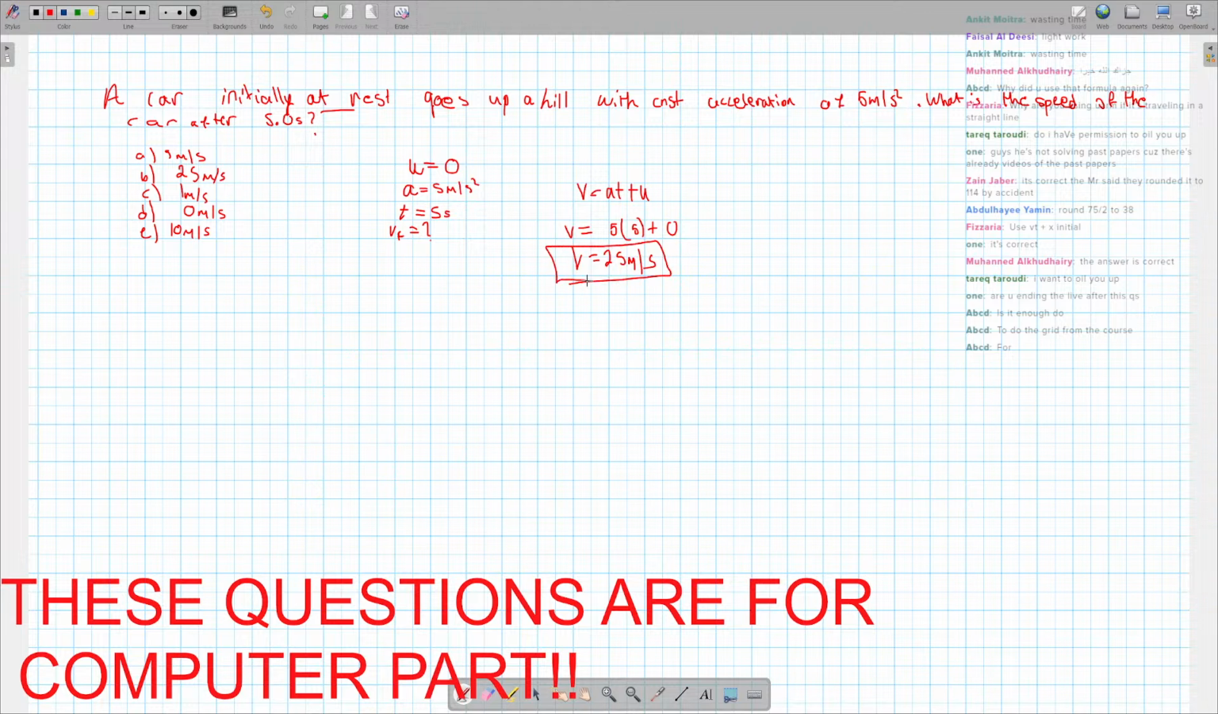Okay, these 4 questions are from the book. Very important. Is it enough to only do the grid from the course? Honestly, no. I don't think you should only do the grid. Do everything.